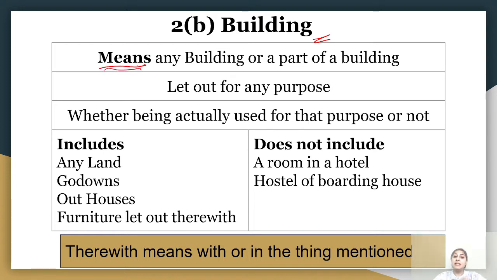This term 'means' signifies that we will look at the legal meaning, not the literal English meaning. So here they clearly state that a building means any building or a part of building. Reason being, in case you're residing in a house, you might let out one room, you might let out one floor. So thereby, the building for the purpose of this Act can be both a part of the building or the building as a whole.